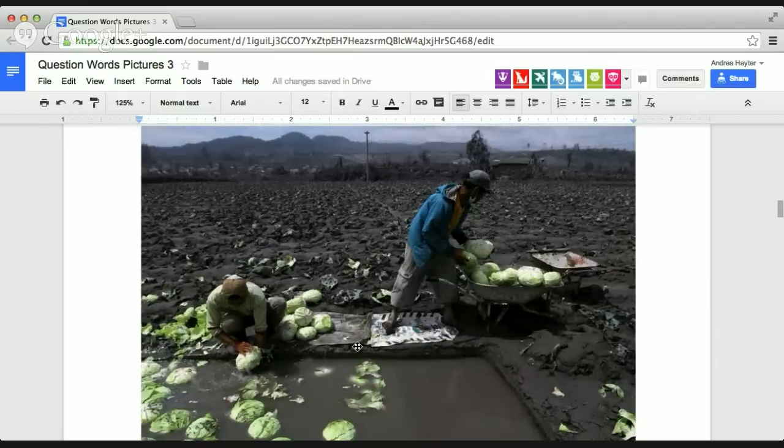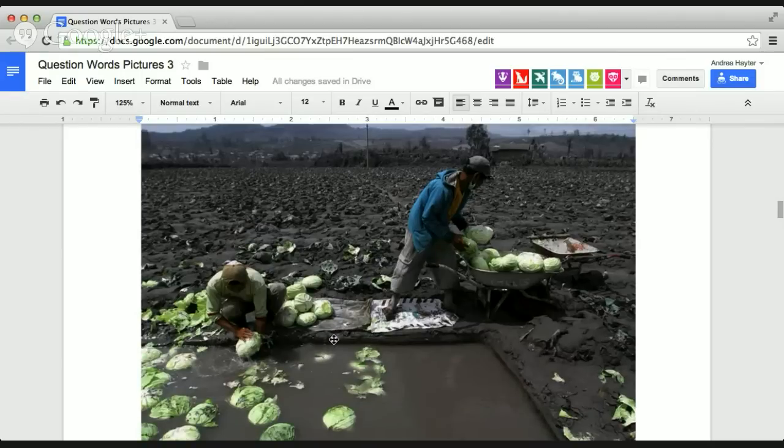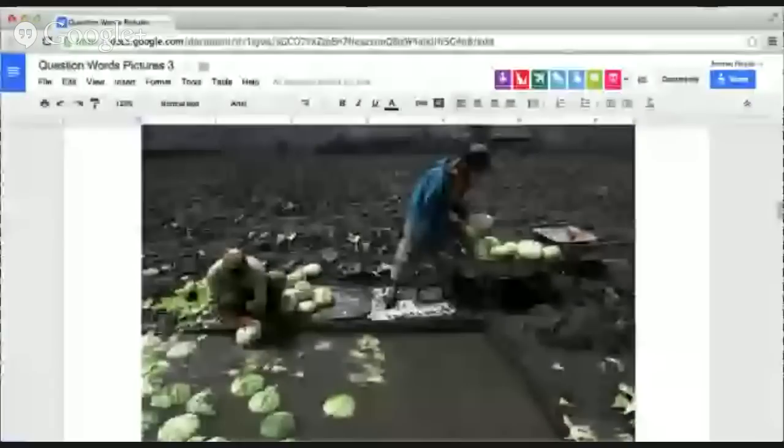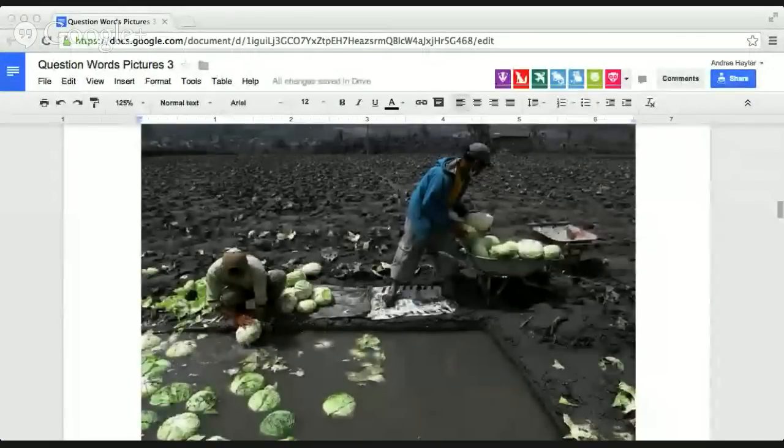Not as much going on in this one. There's strange things in it, but there's not as much action as the first picture. Let me get you guys the caption. I'll get you the description of it. They are cabbages, and it actually is after a volcano. Here comes the description of this in the chat box. Villagers clean cabbages covered from ash.